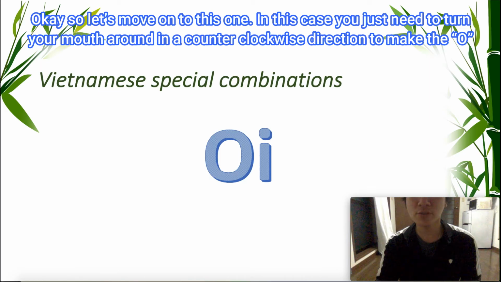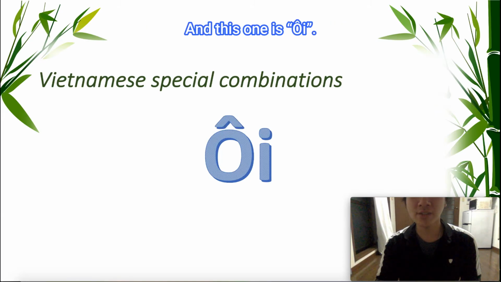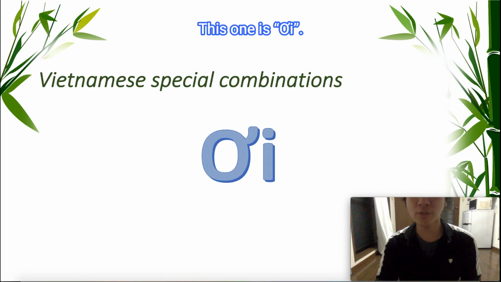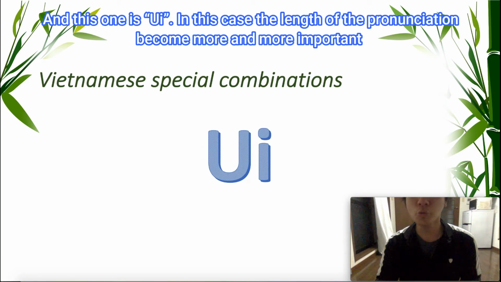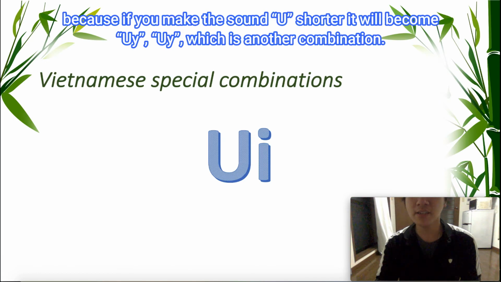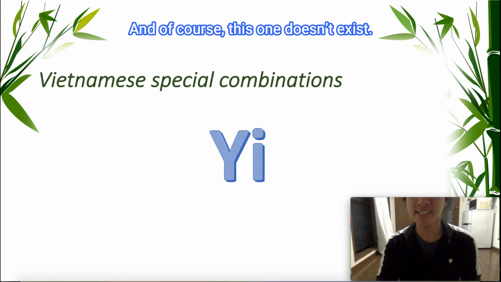In this case, you just need to turn your mouth around in a counterclockwise direction to make the O, and then add the E. So we have oi, and this one is ôi. This one is ơi. If you forgot the pronunciation of the vowels, please check my previous videos. And this one is ui. In this case, the length of the pronunciation become more and more important, because if you make the sound u shorter, it will become ưi, which is another combination. And this one is ưi. And of course, this one doesn't exist.